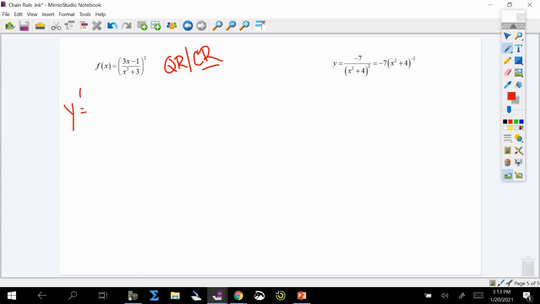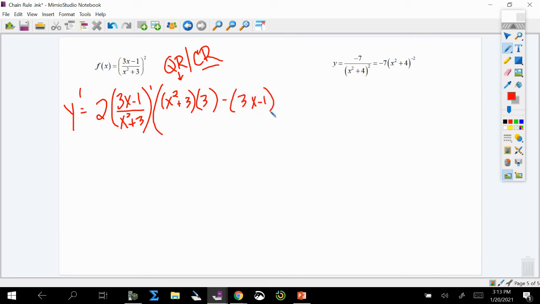So I've got power out front, power 1 less. So all of this is going to be dropped down to a first power. You don't even need to write the 1. And then the derivative of what's inside, that's my quotient rule. So that's going to be bottom, I'm going to have lots of parentheses going on here, times the derivative of the top, minus the top times the derivative of the bottom, all over the bottom being squared.